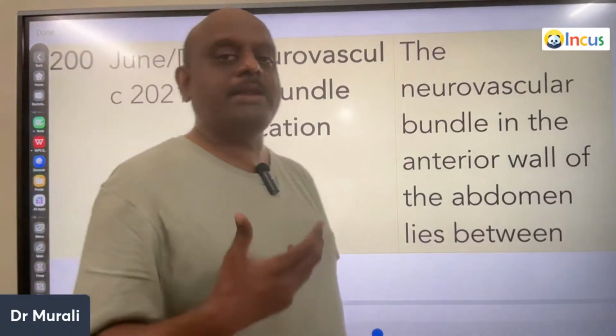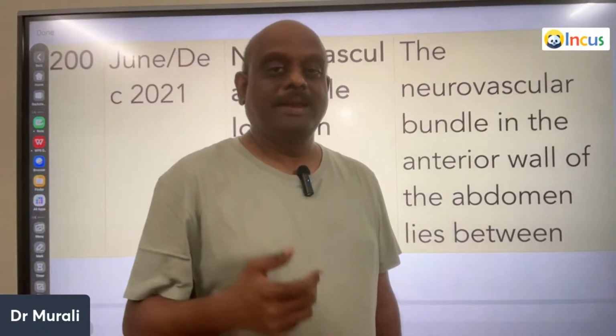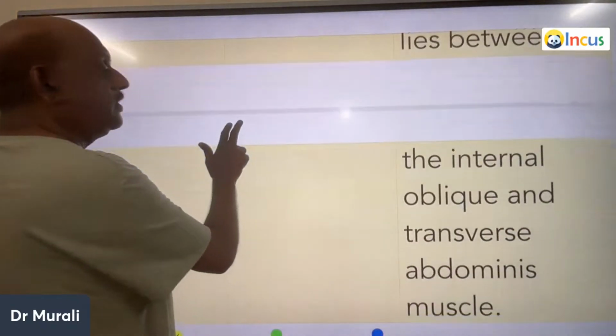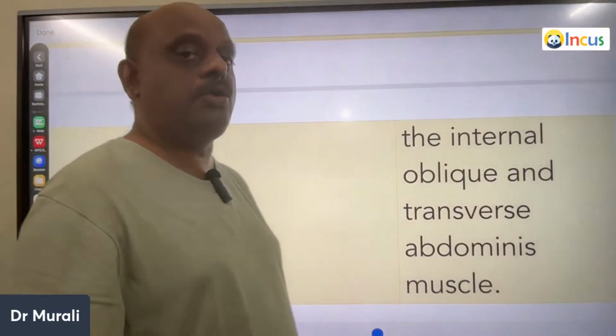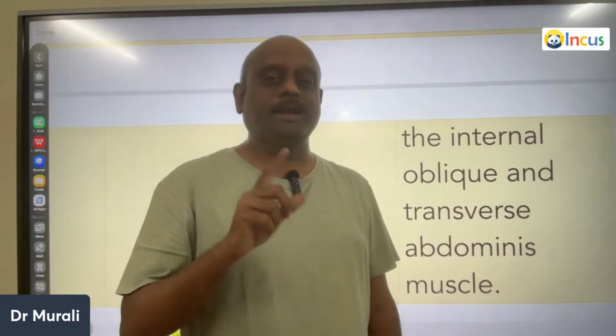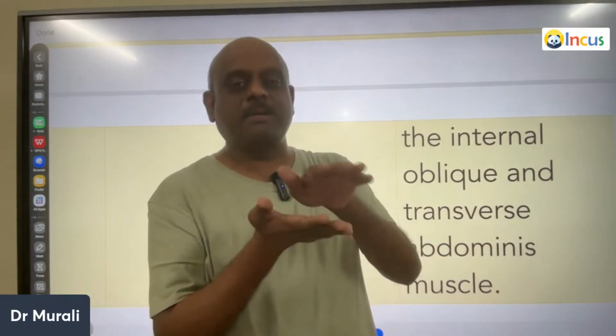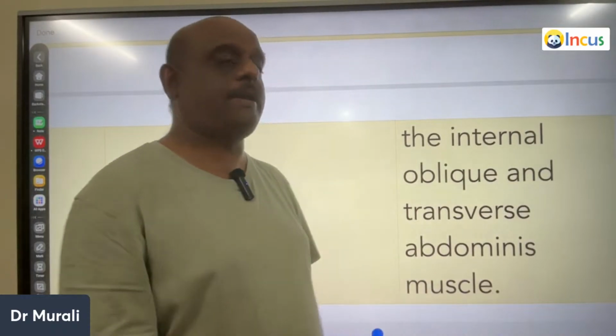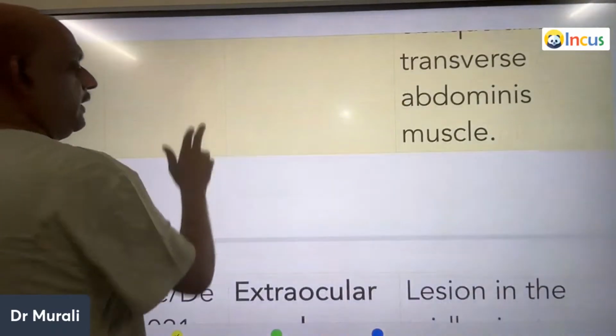So where is the neurovascular bundle? It is in the anterior wall of the abdomen, and it typically lies between the internal oblique and the transverse abdominis. Internal oblique and transverse abdominis के बीच में anterior abdominal wall में you have the neurovascular bundle, is what you have to remember.